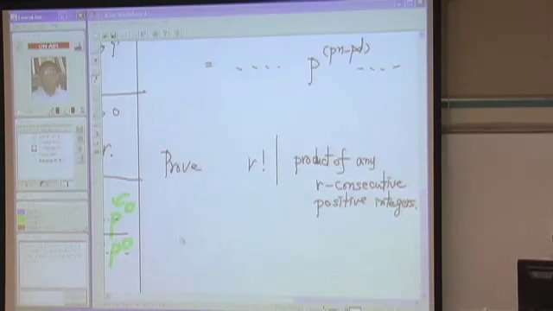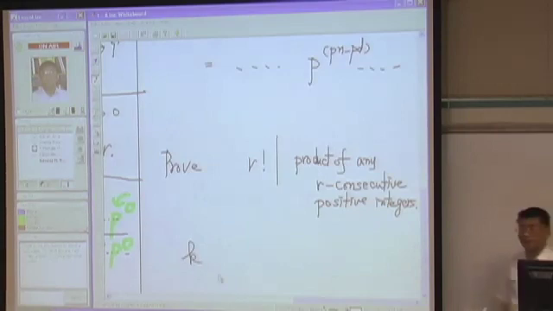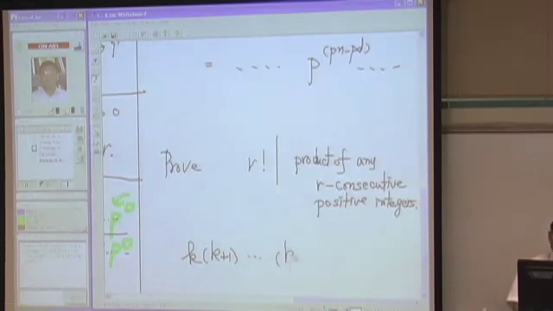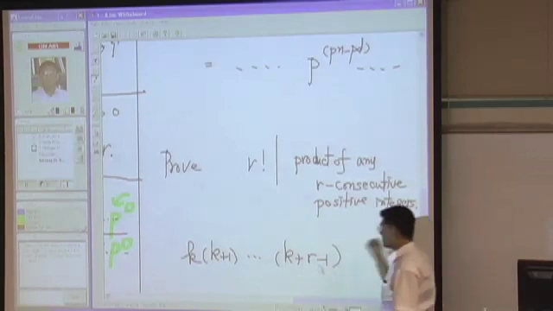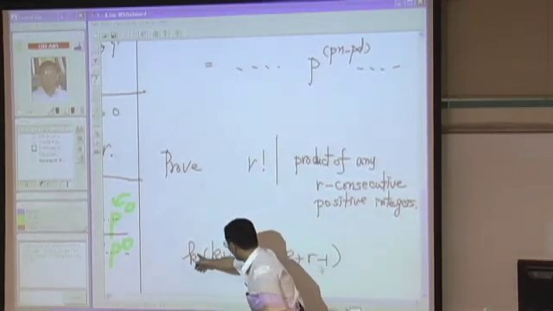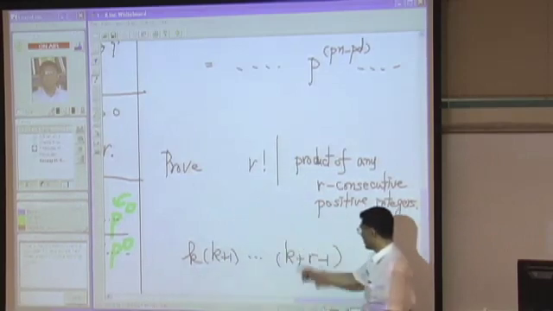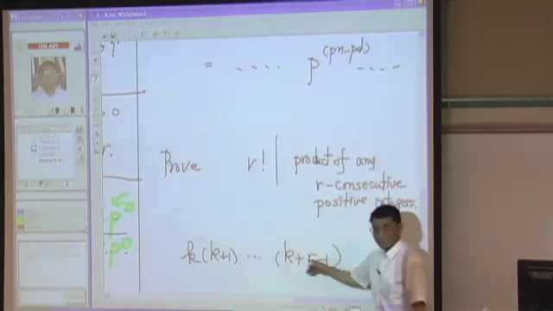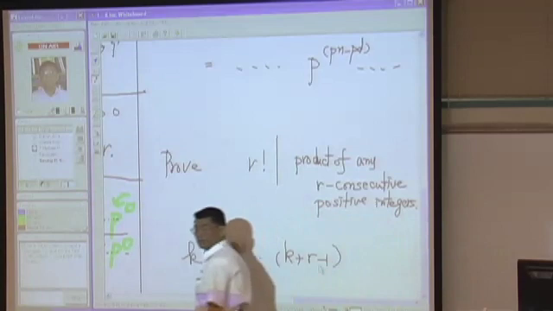Product of any consecutive integers. Let's start with, for instance, k. K is the starting number, and then k plus 1 up to k plus r minus 1. So there are r numbers in total: 0, 1, 2, 3, and then up to r minus 1, total r numbers.